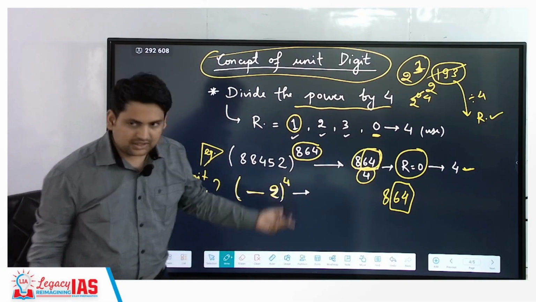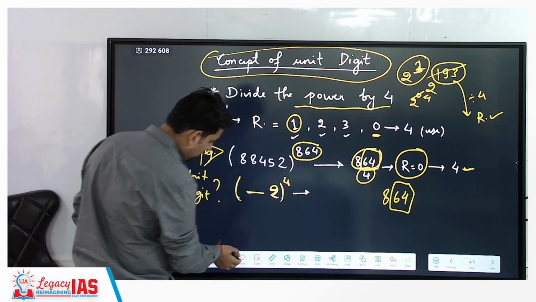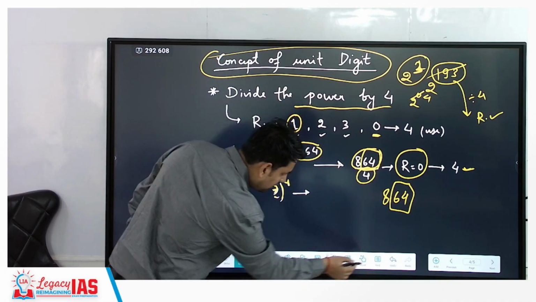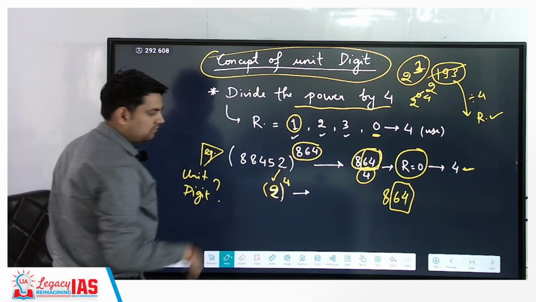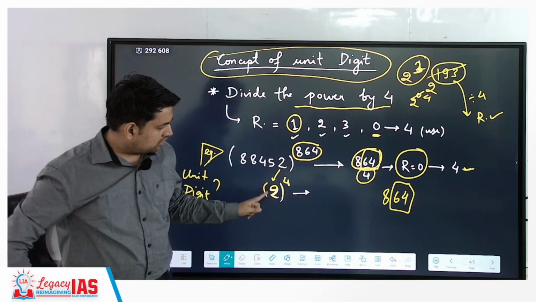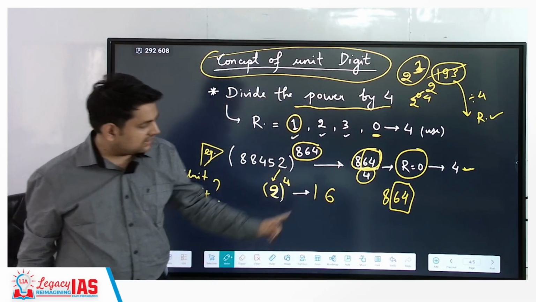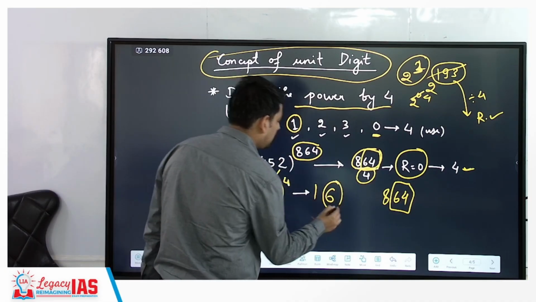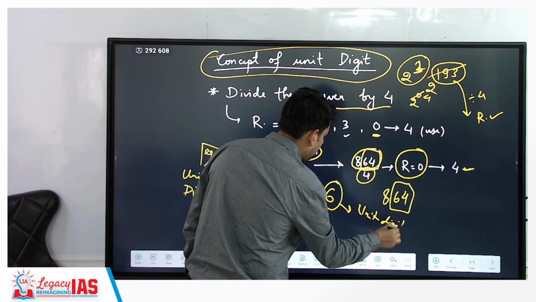Now this is easier to find. You can even forget this part and this part, and just focus on the unit digit, that is 2. So 2 power 4 instead of 864. 2 power 4 is 16. What is the last digit here? 6. So you just mark 6. This is the unit digit that you were looking for.